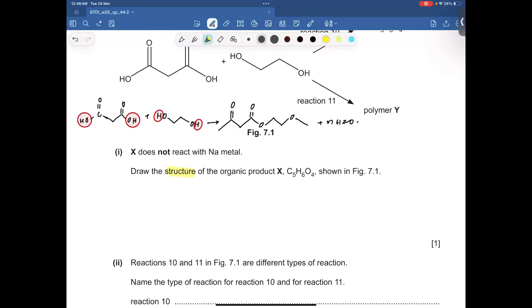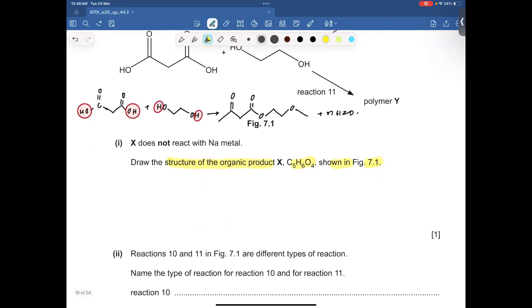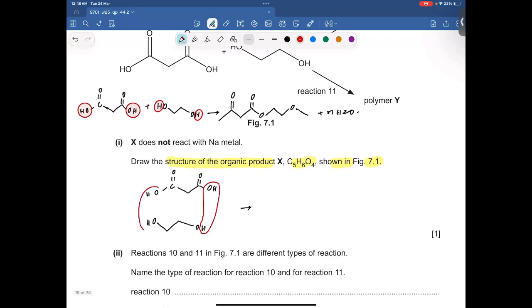Draw the structure of the organic product X shown in figure 7.1. So वो तो मैंने भी determine करना है. Okay. Let me show you one thing. This is COOH. COOH. Now we have OH, CH2, CH2, and this is OH. Okay. What we can do is that OH and H combine together to give water. Then OH and H combine together to give water. So I'll get 2 moles of water from here.